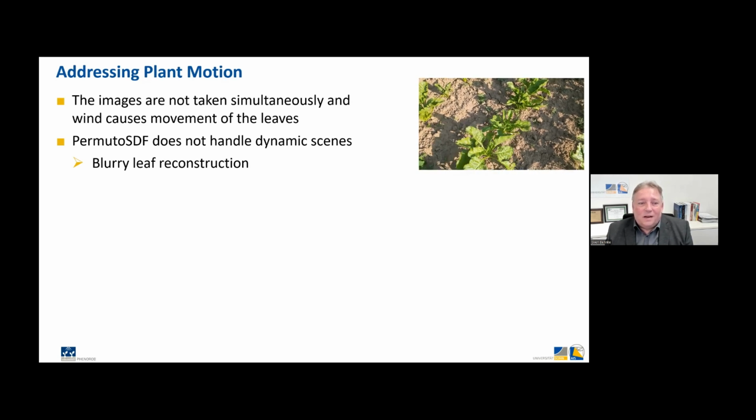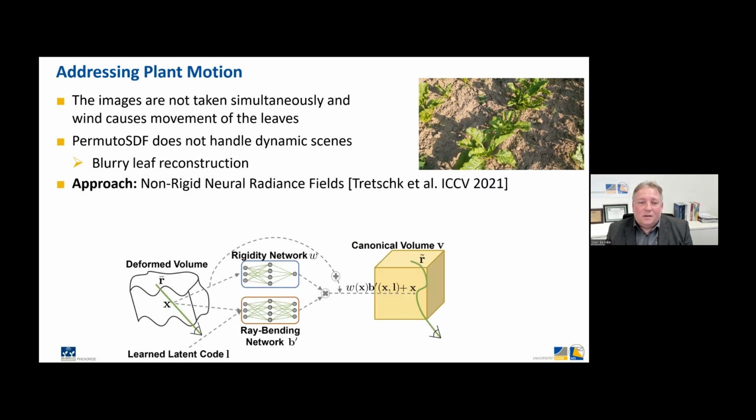And that means there might be a blurry leaf reconstruction because the dynamics of the scene is not handled by this Permuto SDF. Yeah, so we actually assume a stationary scene there. But of course, one does not need to assume a stationary scene. So there are approaches like non-rigid neural radiance fields proposed by Dretsch and colleagues, where one has a representation of the scene that is called a canonical volume.